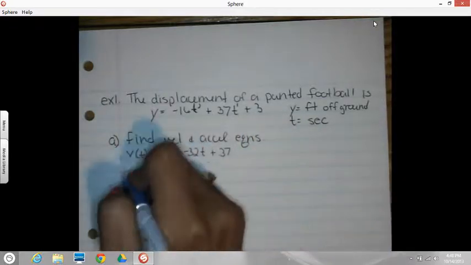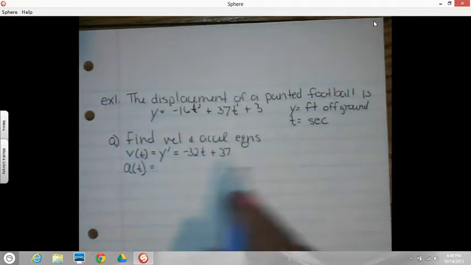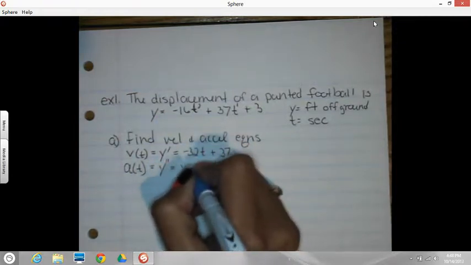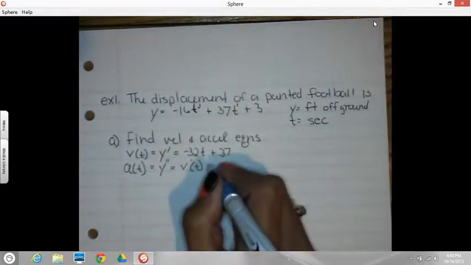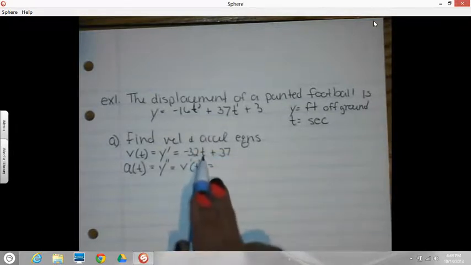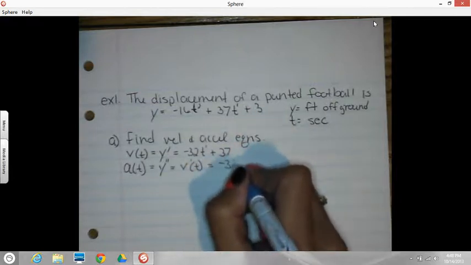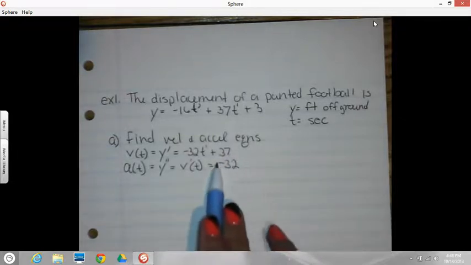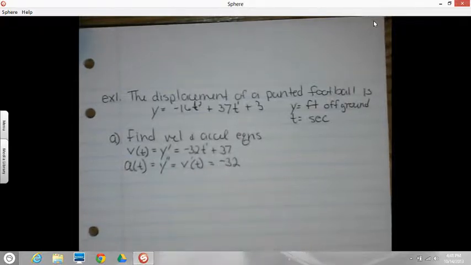Acceleration is the second derivative of y, or I could have called it the first derivative of velocity. They're all the same. You only need one of those in there. So I need to take the derivative of this one here, exponent 1, negative 32, and then the derivative of 37 goes to 0. And if you are in physics, negative 32 should be a number you are familiar with. Has something to do with gravity. We'll leave it at that.